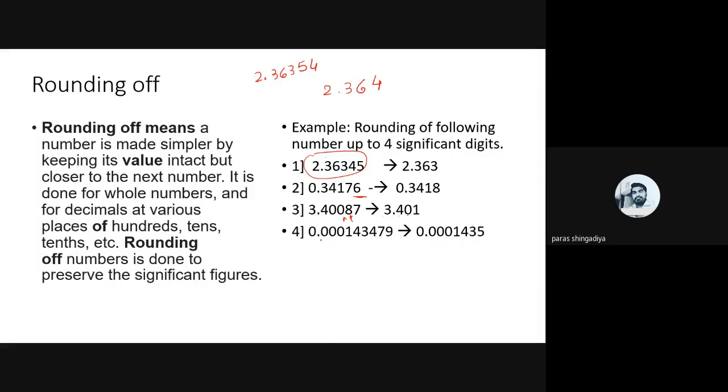And the last one, 0.000143479. For 4 significant digits, these 0s will not count. After the 0s, which entries are there? 143 and 4, so 1434. What is after the 4? That is a 7, so we'll add +1 to the 4, so it converts to 1435. So it is for 4 significant digits. This is called round off value.